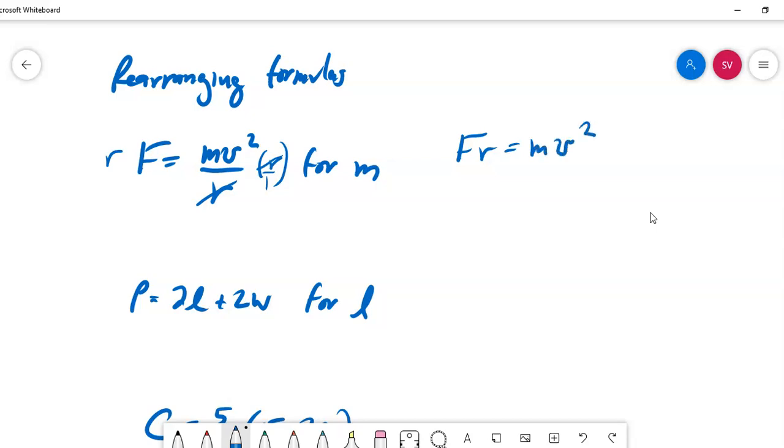Now this v squared is attached to the m by multiplication. So how do I get it over to the other side? Noting where the equal sign is, I divide it. Divide v squared on the right, divide v squared on the left. V squared over v squared cancels to 1, so m is equal to fr over v squared.